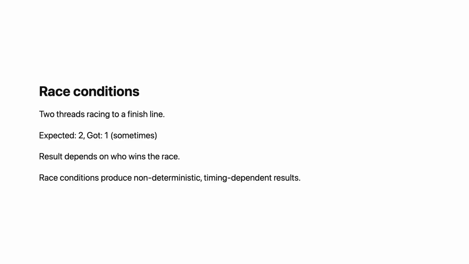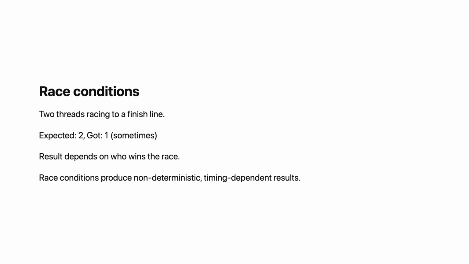Race conditions are hard to reproduce. The timing that triggers the bug might be rare. Tests pass 999 times, fail once. Race conditions are hard to debug. By the time you add logging, the timing changes, the bug disappears.